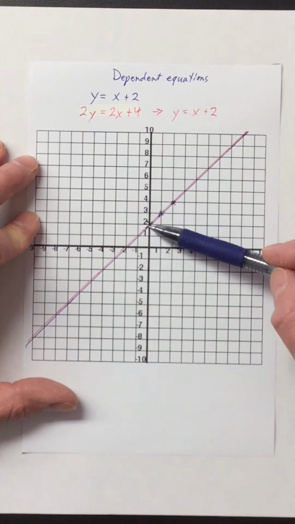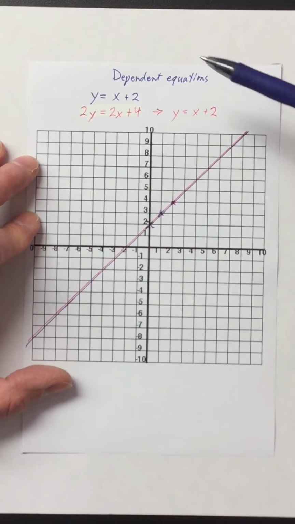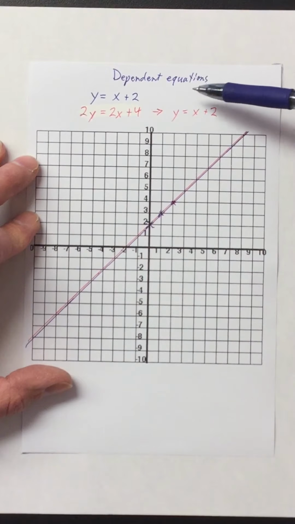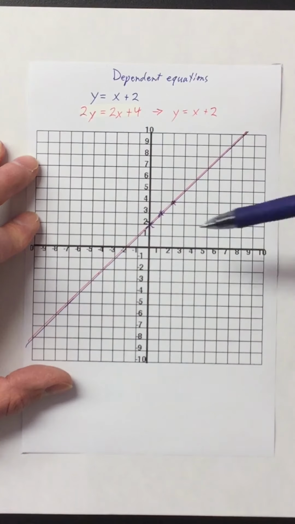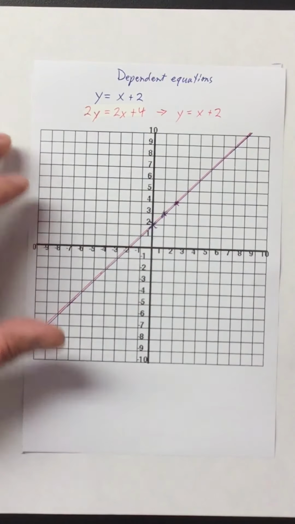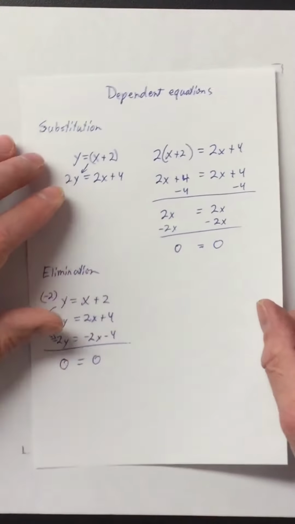This here has the same intercept and the same slope. There's your indication in the equation on whether it's dependent. If they have the same slope and the same intercept, they are the same exact line when graphed. Let's look at it for substitution, just for exercise sake.